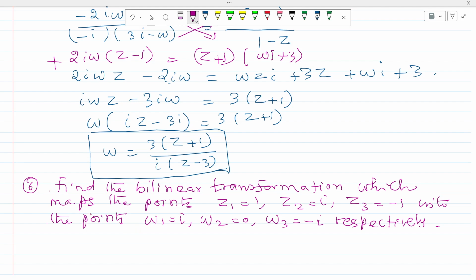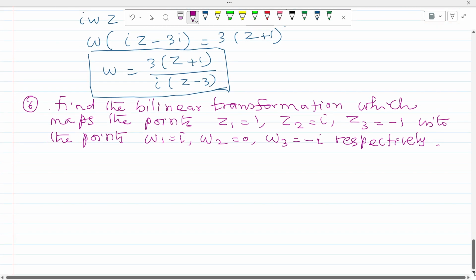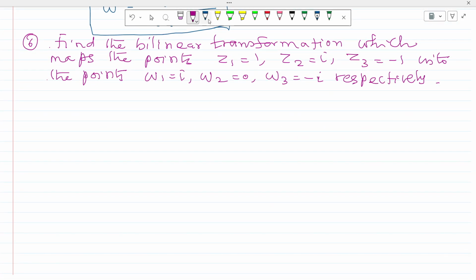The bilinear transformation is, write the solution for this. Write the formula.